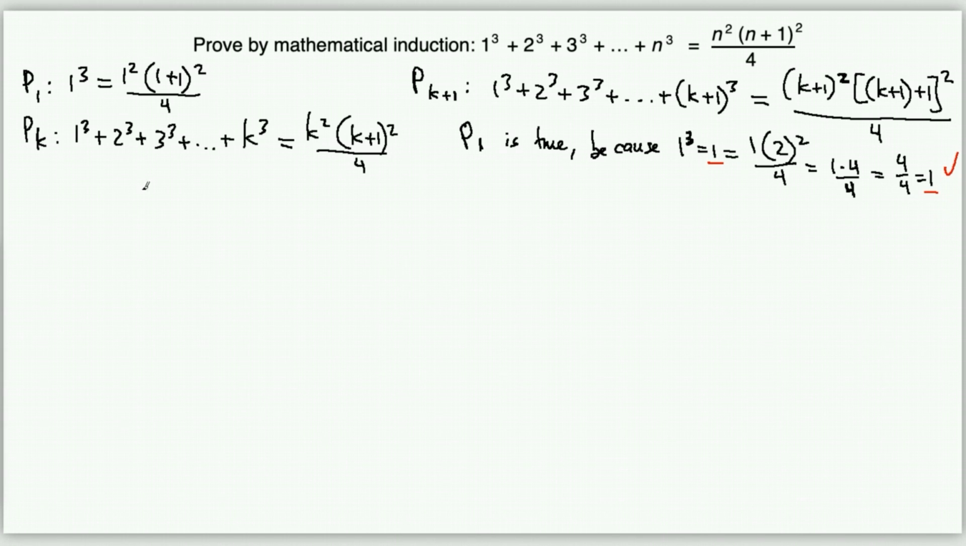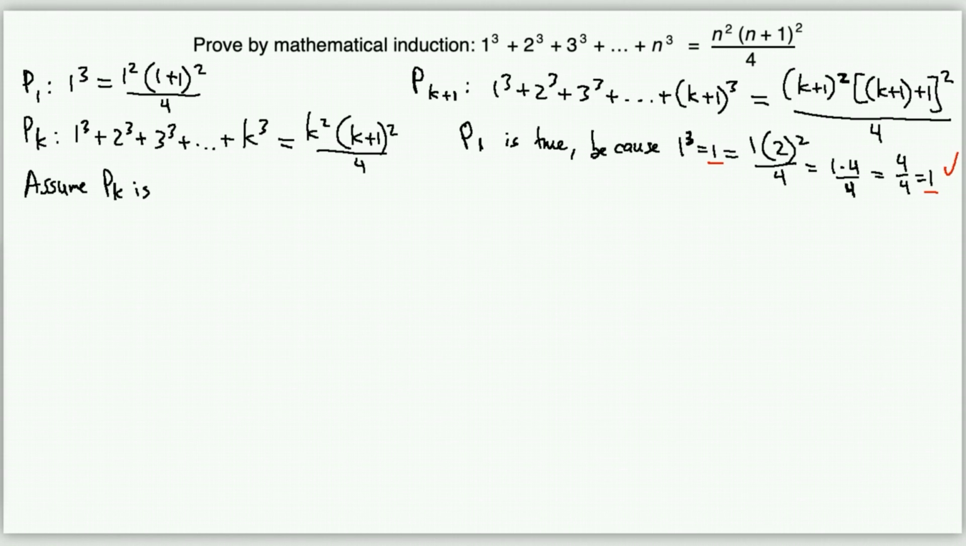So that's good. Now assume Pk is true. This statement is true. Assume it. We're not proving it. We're just assuming that it's true. Because under this assumption, we're going to prove that the Pk plus 1 statement is true. And then that's going to be enough. That's going to be the induction step that we take. So Pk is assumed to be true.